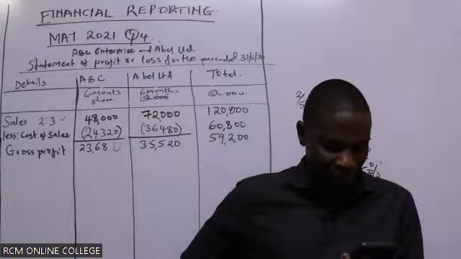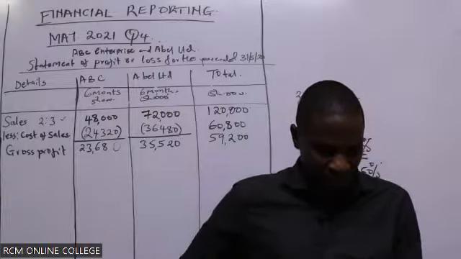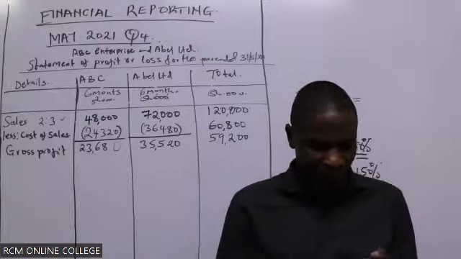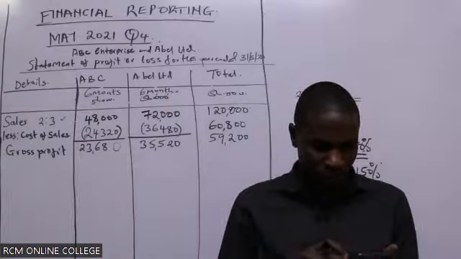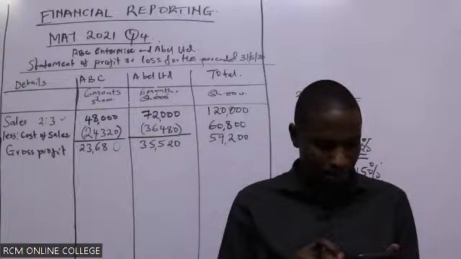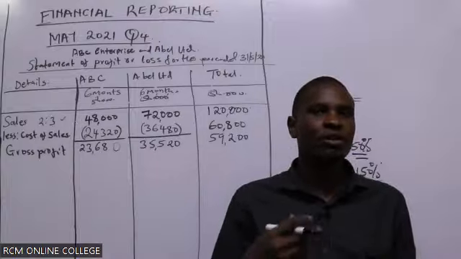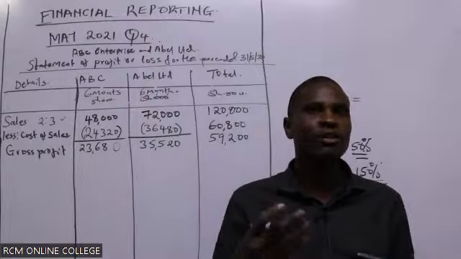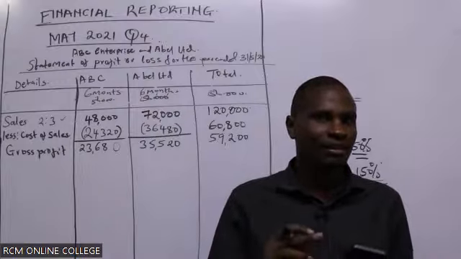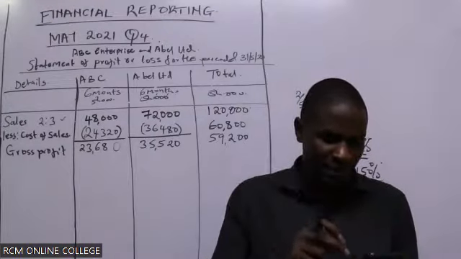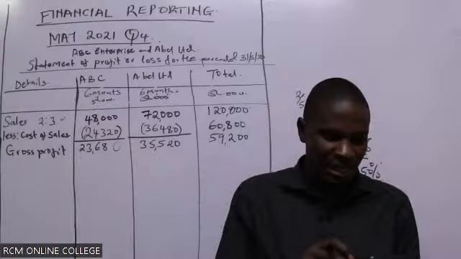Additional information number 4. It's telling me that the selling and distribution expenses were proportional to the sales for each period. All the other expenses were incurred evenly throughout the year. I want you to see that they're telling us something here. They are very specific here.